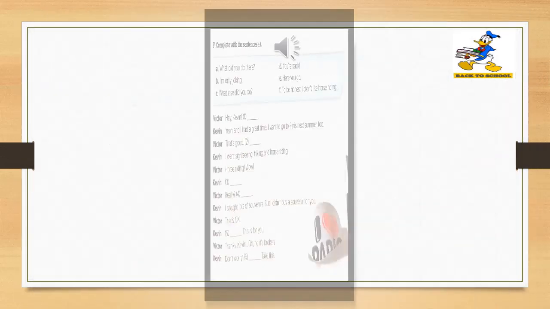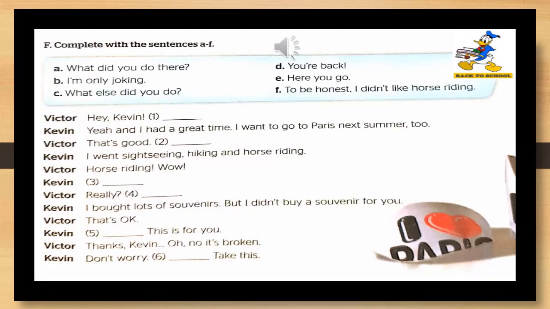Now, let's move to the last exercise, exercise 5. Complete with the sentences from letter A to F. I'm going to read the sentences for you first in the box. A. What did you do there? B. I am only joking. C. What else did you do? D. You're back. E. Here you go. F. To be honest, I didn't like horse riding. Now, who's talking? Victor and Kevin.